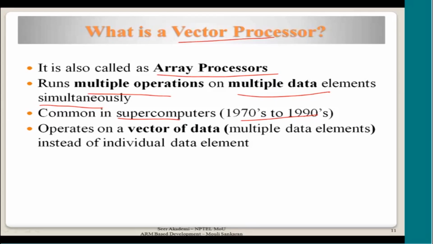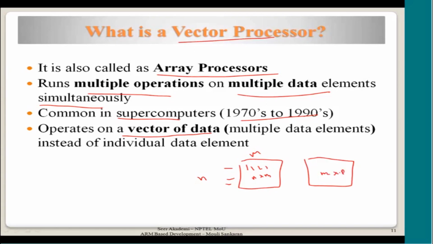So it operates on a vector of data. One example I can give you is a matrix. Suppose you have n rows and m columns, so an n by m matrix, and then you want to multiply it by another matrix, maybe m by p. So when you want to do this kind of operation, matrix multiplication or matrix addition of an n by n matrix plus another n by n matrix, if you want to add, n by n.